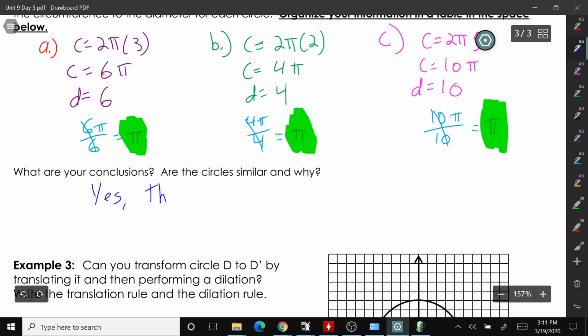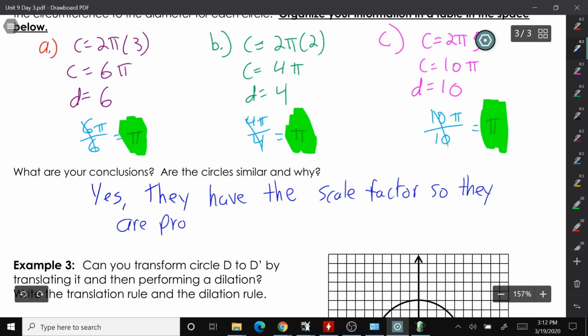Yes, they have the same scale factor, so they are proportional. And that scale factor is pi. So if I take the diameter of any circle and multiply it by pi, that gives me the circumference. That is why all circles are similar.